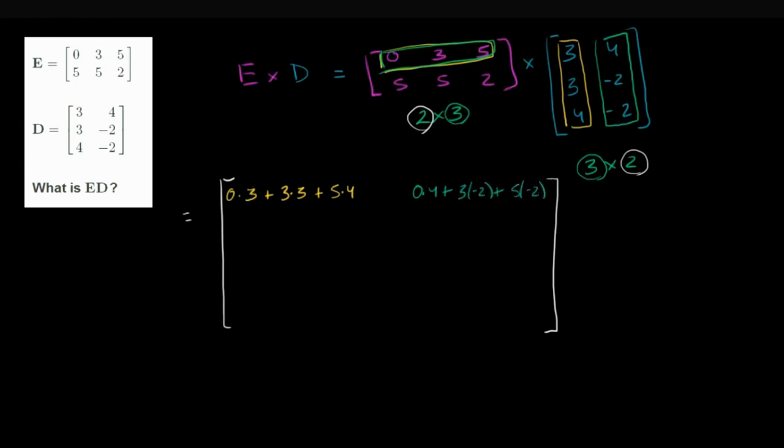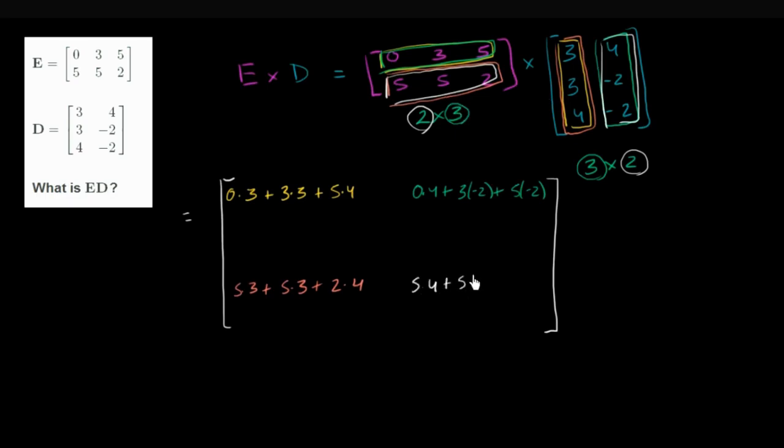And we keep going. The bottom left entry is going to be the second row here times the first column here. So it's 5 times 3 plus 5 times 3 plus 2 times 4. And we're almost done. We just need to take the dot product of this row with this column right over here. So it's going to be 5 times 4 plus 5 times negative 2 plus 2 times negative 2. And so this is going to be equal to, and we can just evaluate this now.